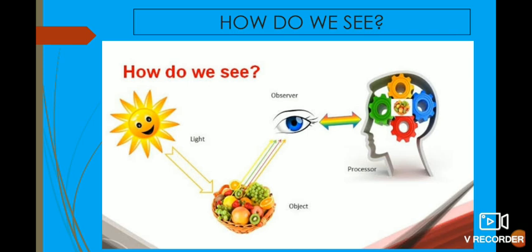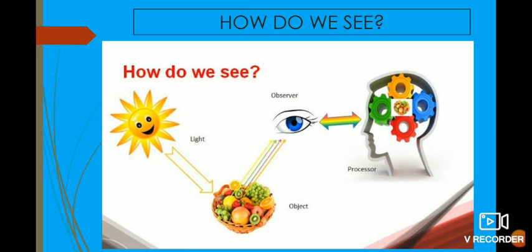So there are 3 things required for us to see. The first one is the source of light. We need some light. Okay, so we need an object which gives out light. Then we need the object itself that we are to see. And the third one is the eye.